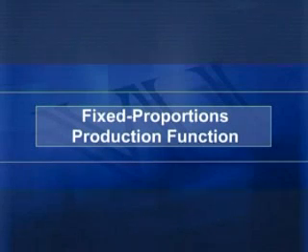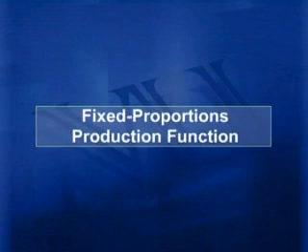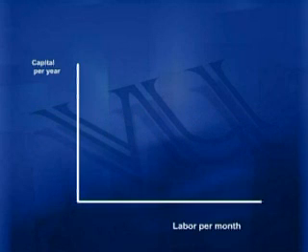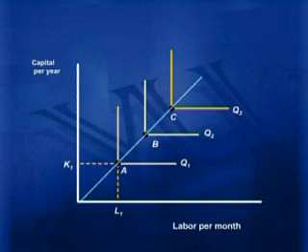Now, let's look at the other extreme scenario, which is known as the fixed proportion production function. Now the fixed proportion production function is similar to the complements in consumer behavior. We said, try to recall consumer behavior, that goods are perfect complements if they are used in the same proportion.